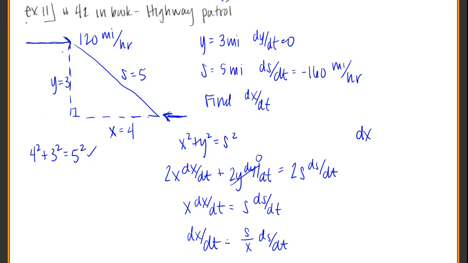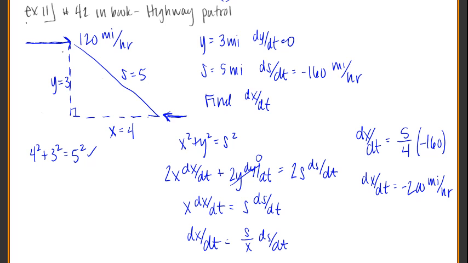Okay, so keep on going. dx/dt is s, which we said is 5, over x, which is 4, and then ds/dt is negative 160. So this is going to get us a change in our x direction of negative 200 miles per hour. Now we can't box that up though, because what that's saying is that the rate of change of the horizontal distance x is negative 200. And specifically, what it wants to know is the car speed along the highway.